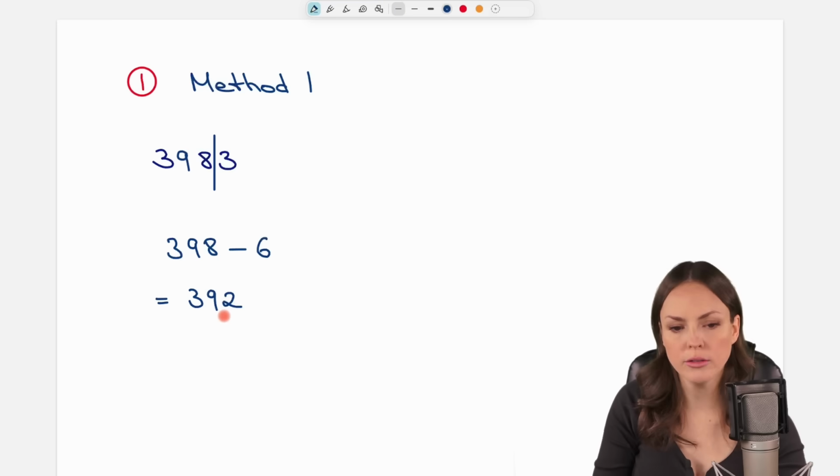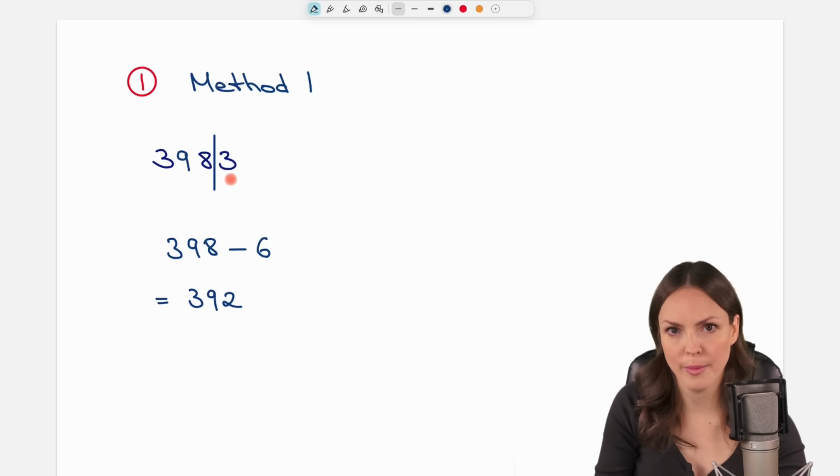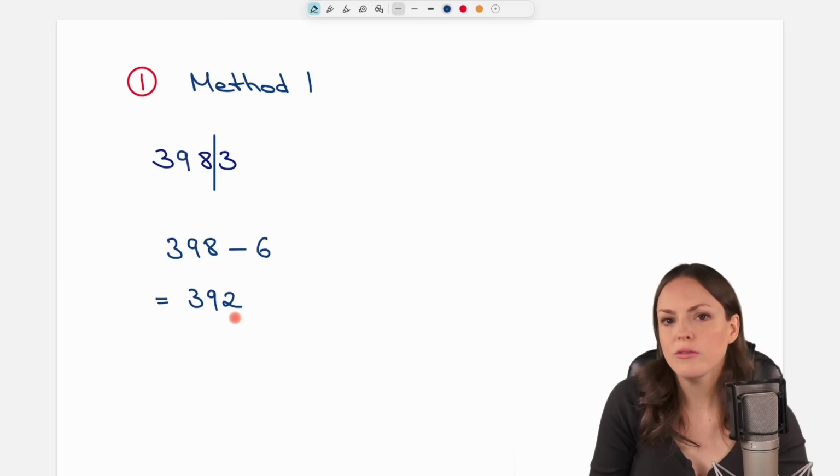392 as a result. And now, if this new number is divisible by 7, then our original number is also divisible by 7. If this number here is not divisible by 7, then also the original number is not divisible by 7. So is 392 divisible by 7? If you don't know and don't want to just calculate it, then we just repeat this step.